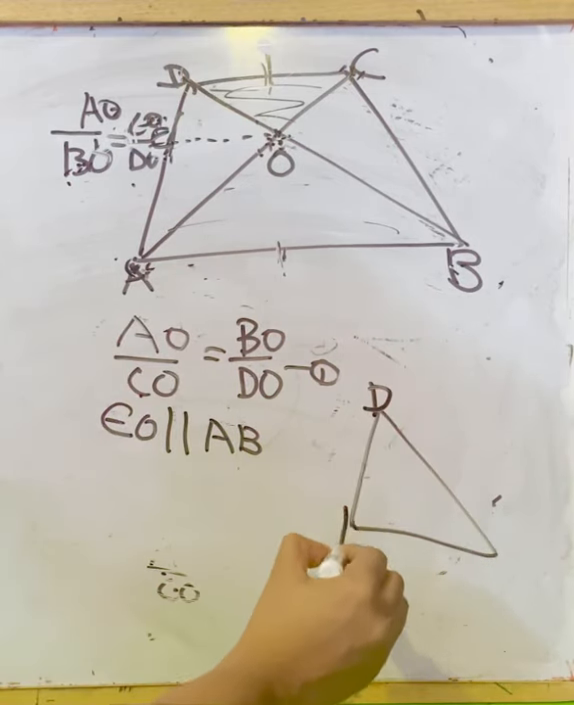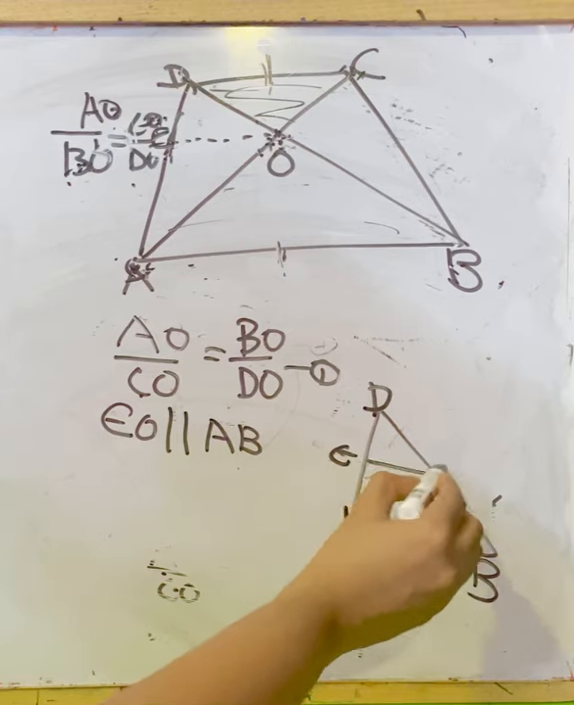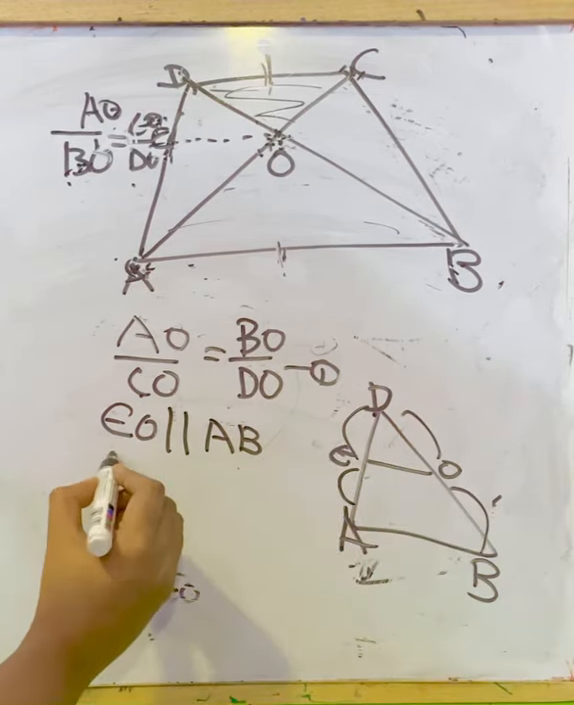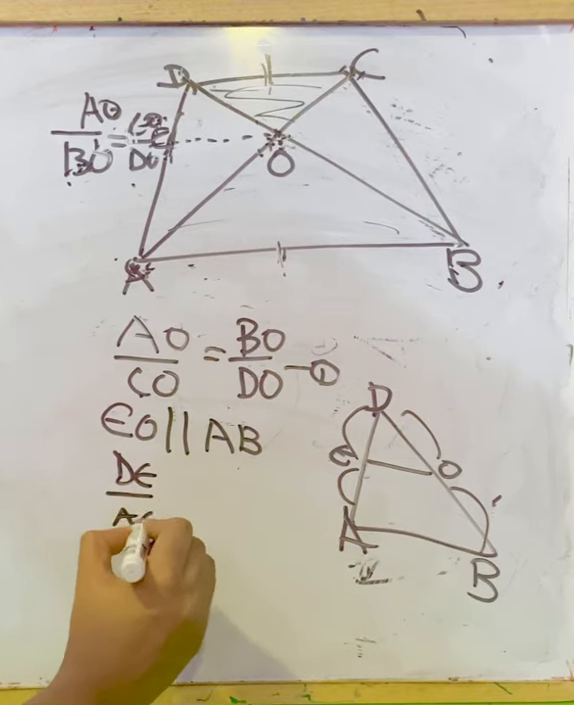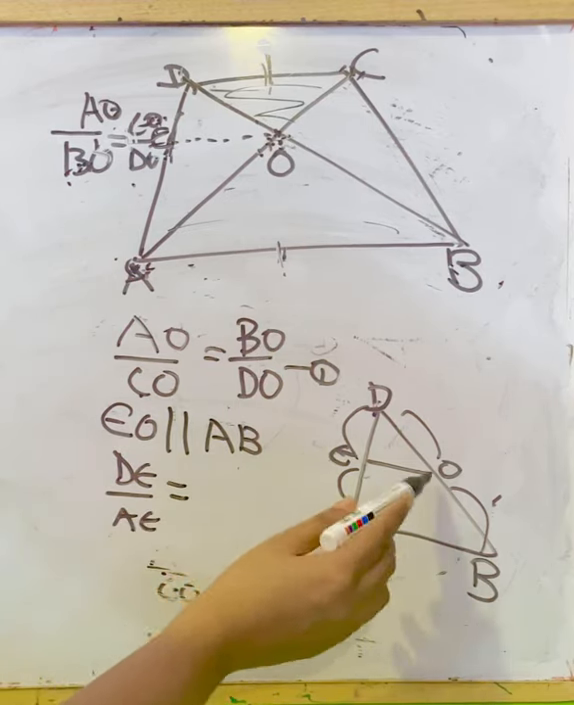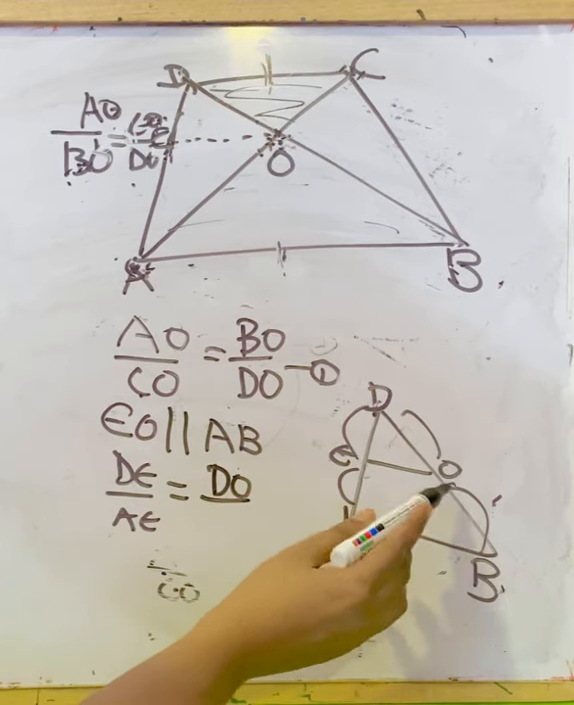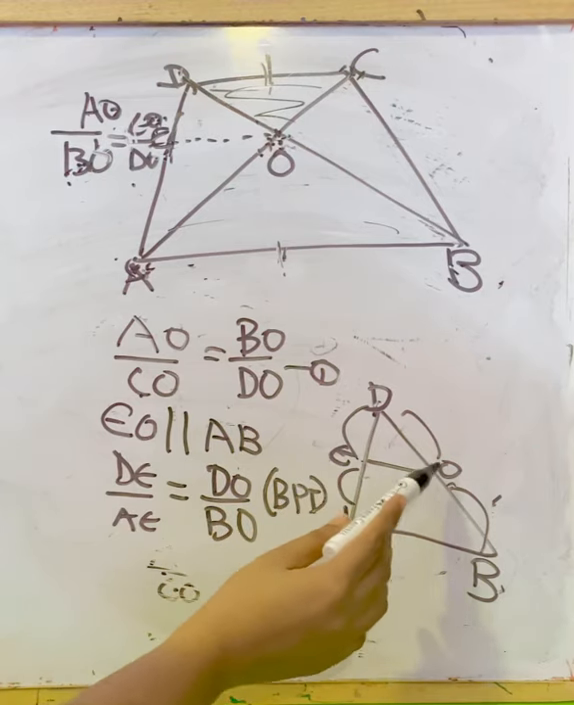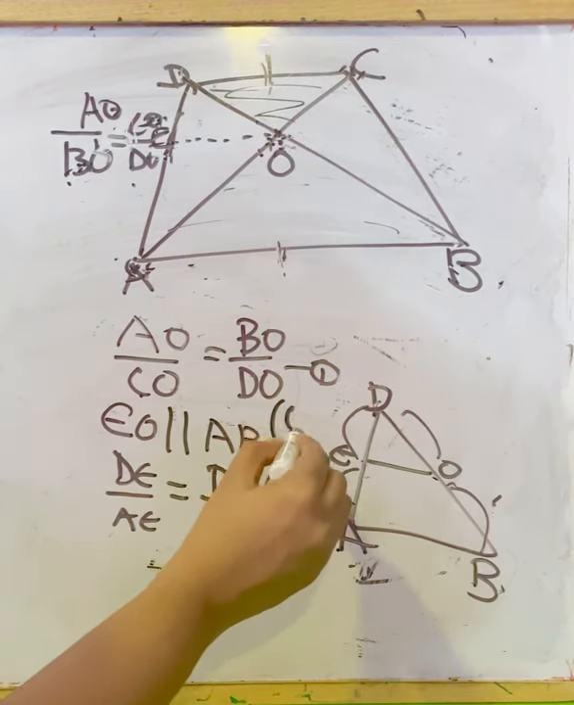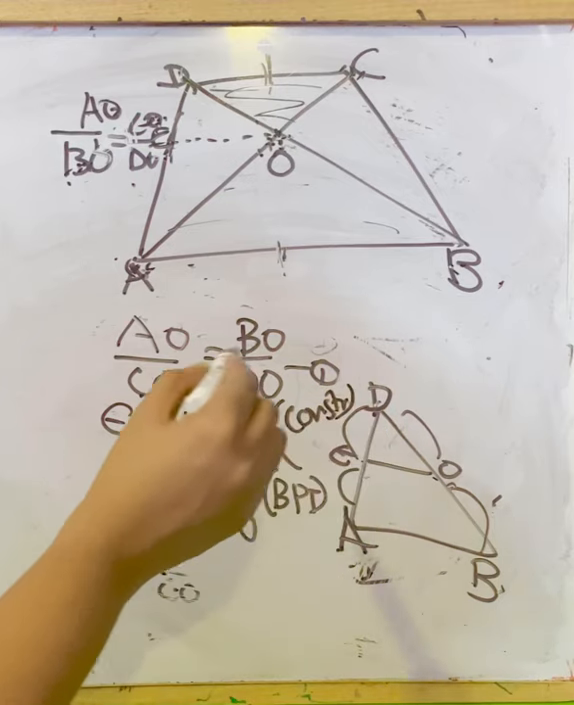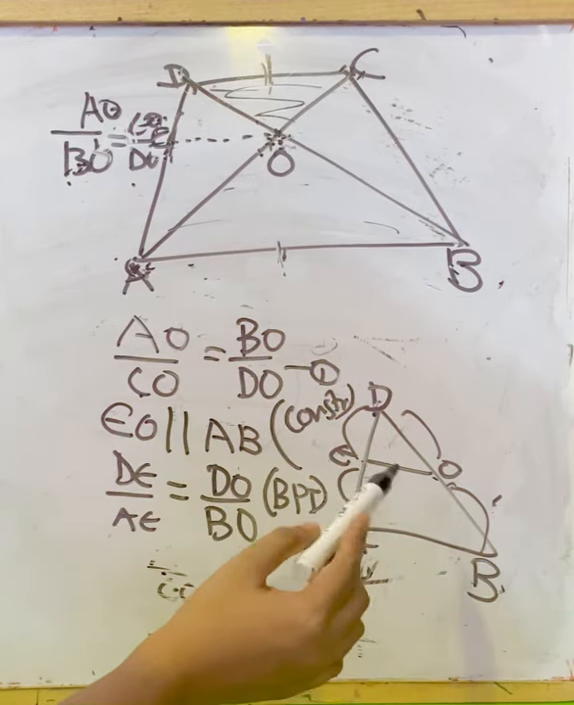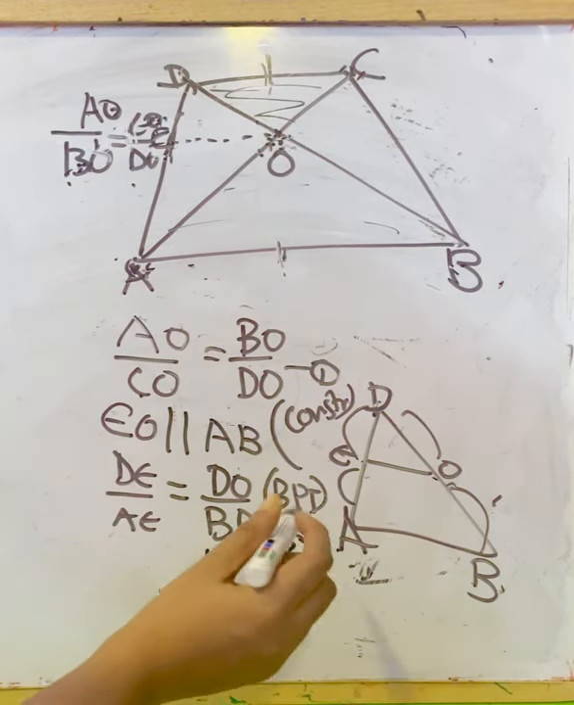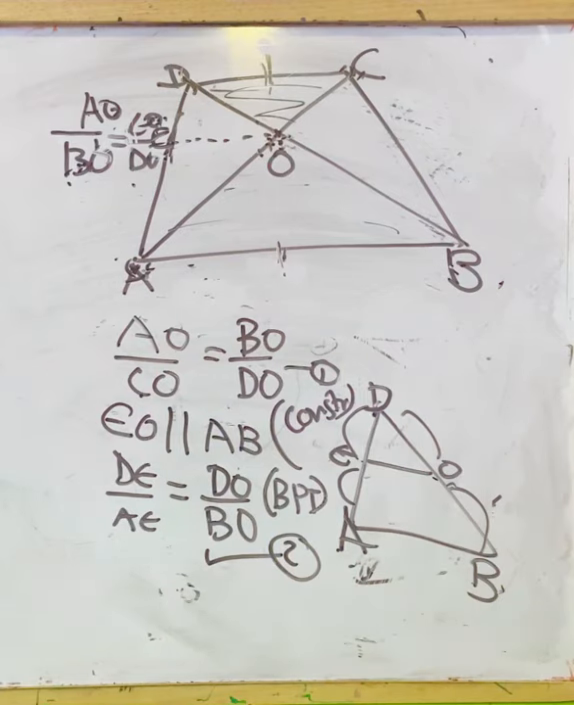Consider triangle DAB. EO is parallel to AB, so we can write the proportionality condition, that is DE by AE equal to DO by BO. It is the basic proportionality theorem because EO is parallel to AB. This is our construction. Now we constructed a parallel line, so we can write the proportionality theorem. Let this be 2. Now compare the first equation and second equation.